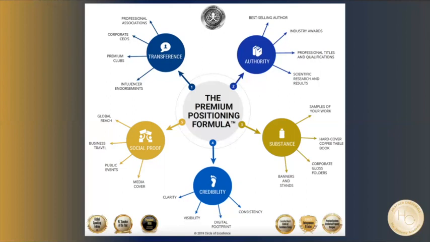Then from the perspective of credibility, it's having clarity in your messaging, which we've spoken a little bit about, clarity in your values, making sure you're communicating them, making sure you're visible, that you've got all your digital footprint covered, and that you are consistently showing up so that your clients and prospective clients can get a sense of your energy and who you are. Then the fifth element is social proof.